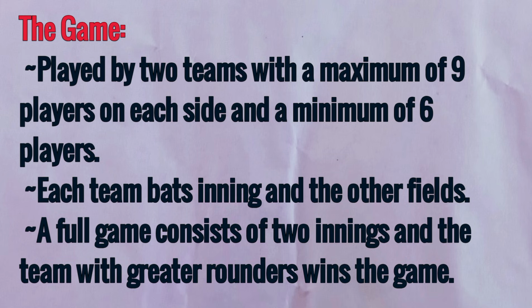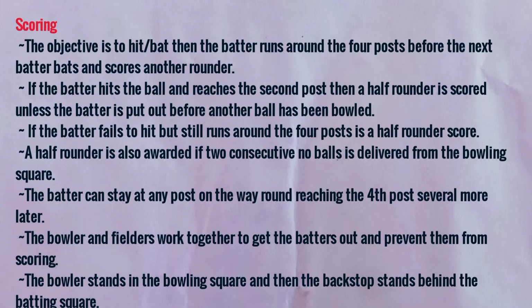Now let's go to this part of scoring. How is scoring done in the game of rounder? The objective of the game is to hit or bat. Then the batter runs around the 4 posts before the next batter bats and scores another rounder. If the batter hits the ball and reaches the second post, then a half rounder is scored unless the batter is put out before another ball has been bowled. I hope at that point we are getting it.